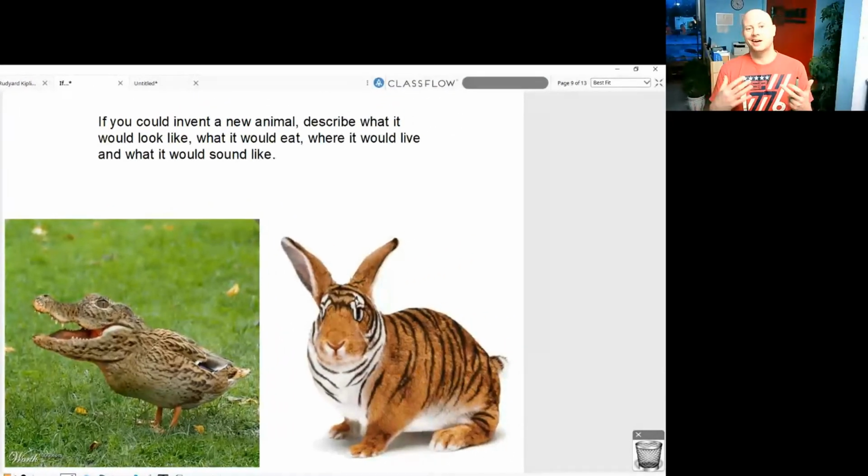Okay, I'll just give you an example answer. If I could invent a new animal, I would invent a horse that could swim like a fish so that people could ride their horse across a river or a lake. It would eat grass, it would live near the water, and it would sound like a normal horse. Next question.